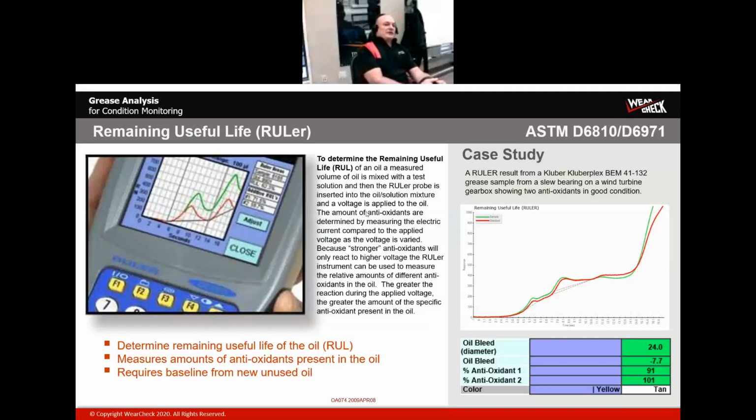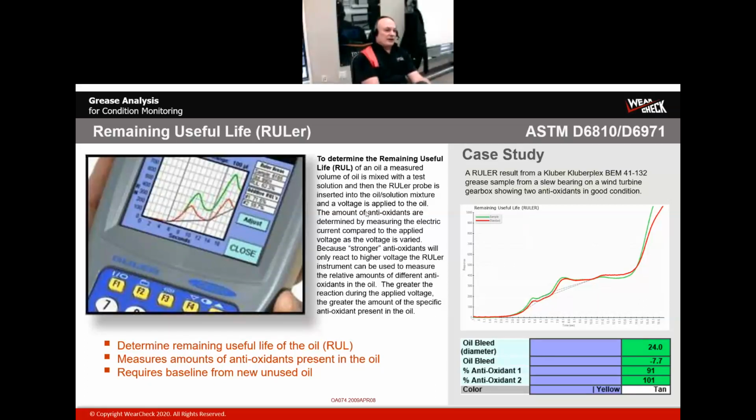We'd call it a more recent addition to oil condition monitoring testing, but the ruler instrument has been around since I began my career 30 years ago. I think it's just acceptance into laboratories and by the oil manufacturers that took much longer.